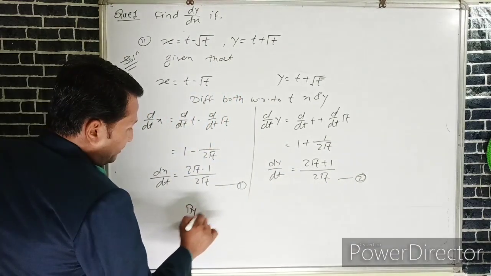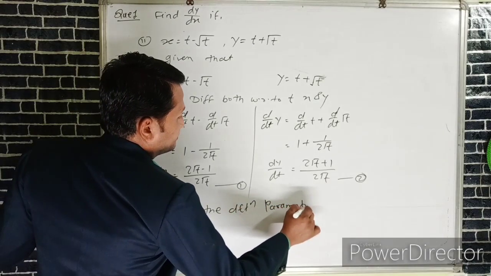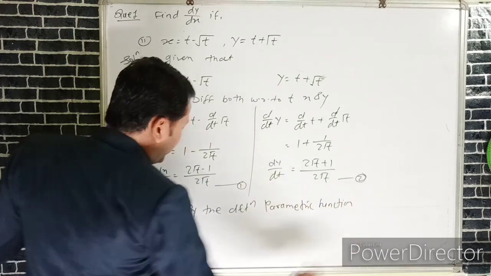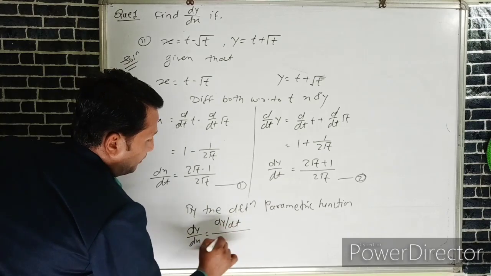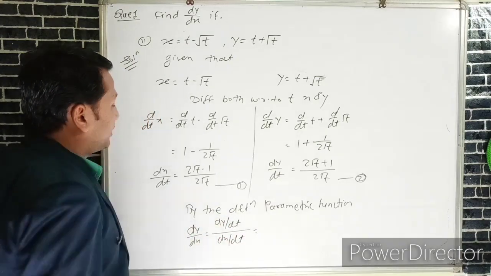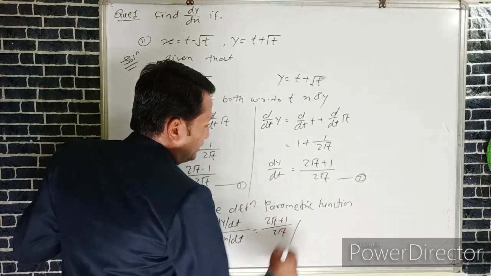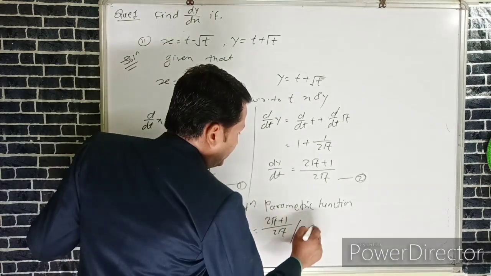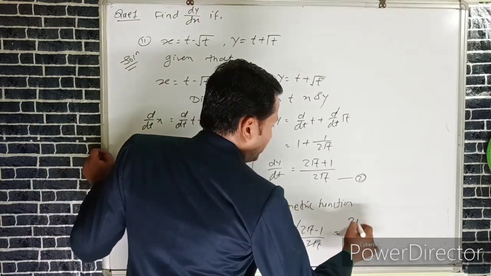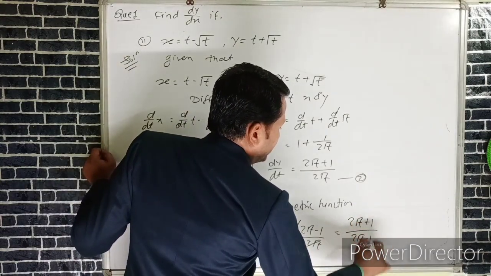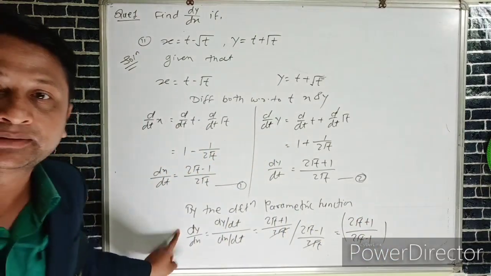We know that by the definition of parametric function, we can write dy upon dx is equal to dy by dt upon dx by dt. Here the value of dy by dt is (2 under root t plus 1) upon 2 root t, upon (2 root t minus 1) upon 2 root t. Here 2 root t cancels. We can write (2 under root t plus 1) upon (2 under root t minus 1), which is the required value of dy by dx.